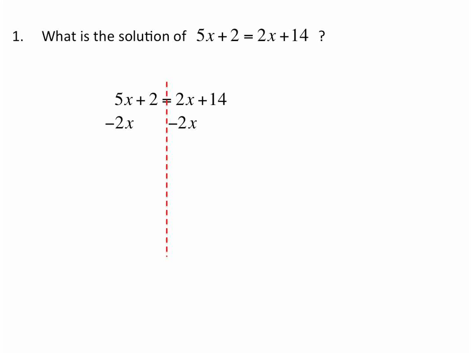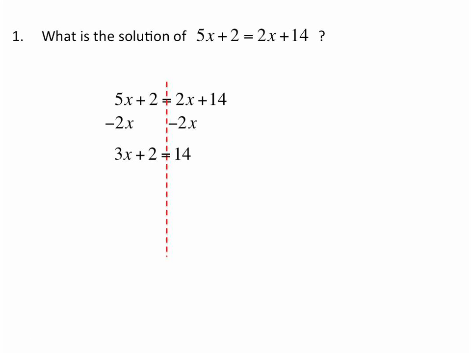Subtract 2x from both sides. So I wind up with 3x plus 2 equals 14. The biggest thing is you can only subtract x's from x's. So if I'm taking 2 x's off of here, I have to take them off of the x's over here. I can't take them off the regular number. So 3x plus 2 equals 14.